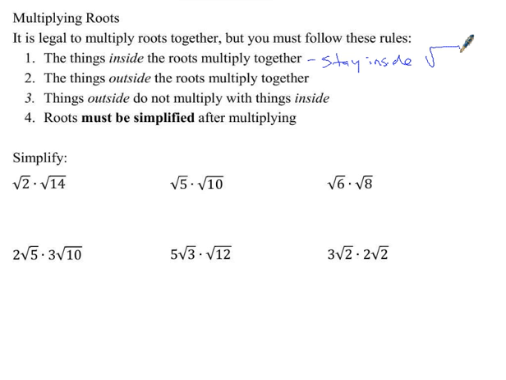The things outside the roots multiply together. So if I had 2 root 5 times 4 root 3 or something, the 2 and the 4, the things that were outside, those multiply together also. But they stay outside the square root.